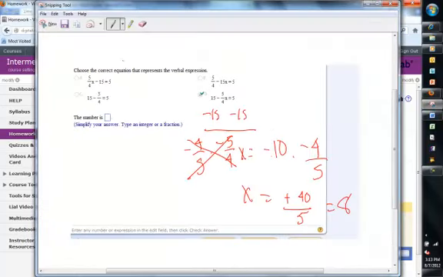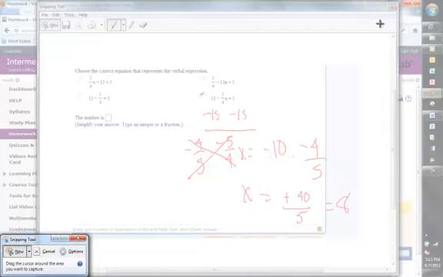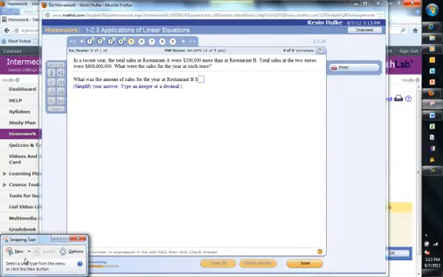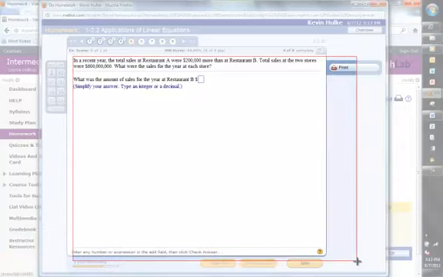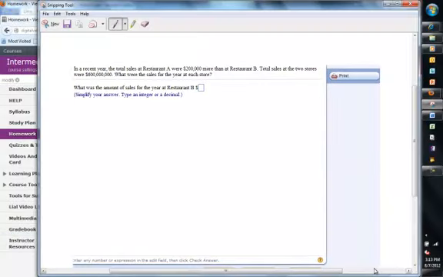Word application. The first thing that you do in word applications is you read them until you understand what it is you're looking for and what it is you know. In a recent year, the total sales at restaurant A were 200,000 more than restaurant B. The total sales at the two stores were $600 million. What were the sales for the year at each store? So we've got A store sales and B store sales. We need both.